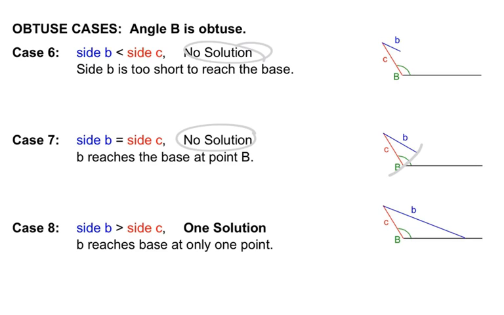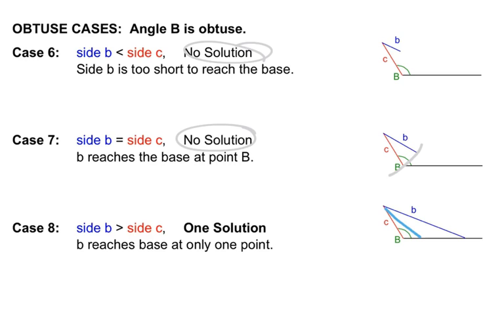So again, no solution. So really the only way it works when you're dealing with an obtuse angle is that side B must be of some length longer. It doesn't have to be that much longer, but it needs to be a little bit longer than C so that it can come down and touch somewhere on that base. Again, we don't know the side length of this base, so it could be touching anywhere. All right, and in that case, we have one solution.